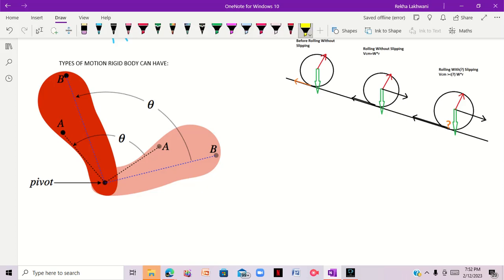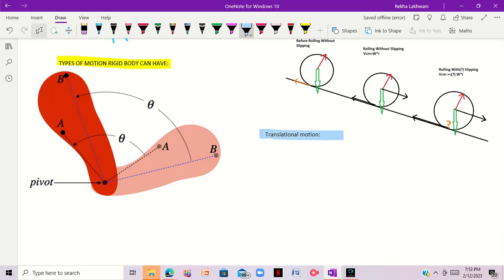So today we'll discuss the types of motion a rigid body can have. In the previous video we discussed what a rigid body is, the actual concept of a rigid body, right? So in today's video we're looking into the types of motion, like how many motions a rigid body can have, right? So let's start. The first type of motion is translational motion, right?